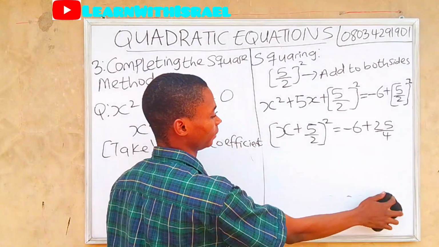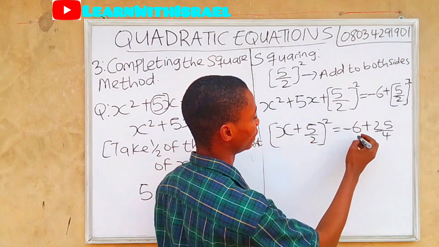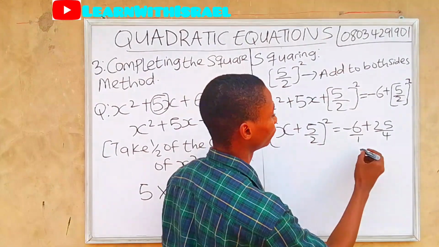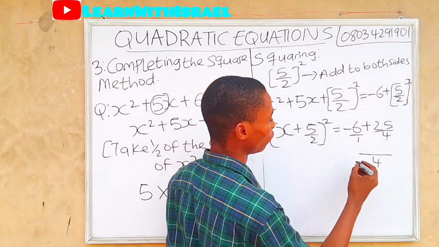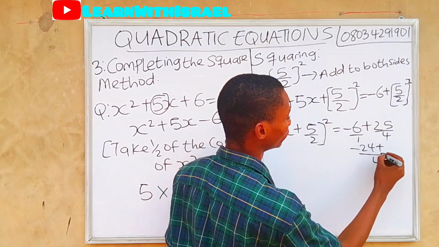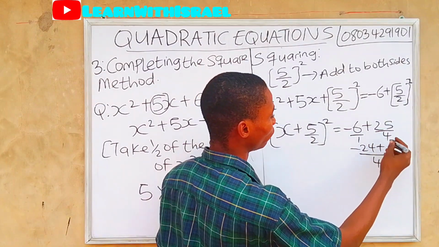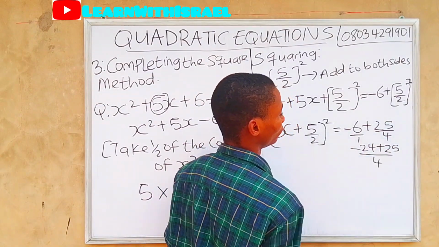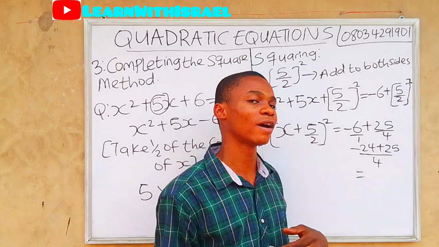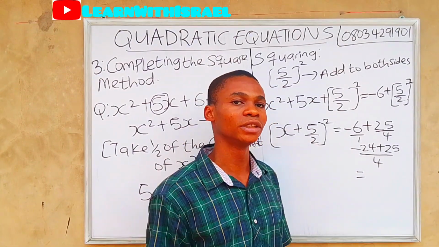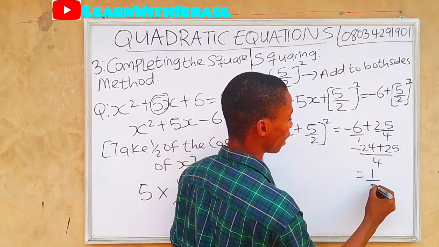Is that clear? So the next thing is to find the LCM. Let's put 1 here. So 4 divided by 1 will give us 4. 4 multiplied by minus 6 will give us minus 24, plus 4 divided by 4 will give us 1. 1 multiplied by 25 would give us 25. So it was minus 24. You are owing someone 24 naira, you pay back 25 naira. How much is your change? Your change is 1 naira. So minus 24 plus 25 will give us 1 all over 4.